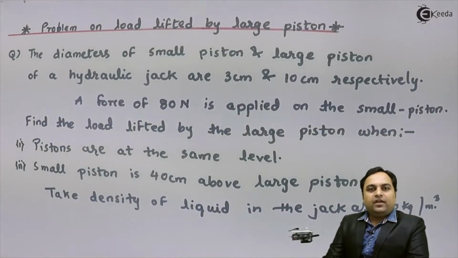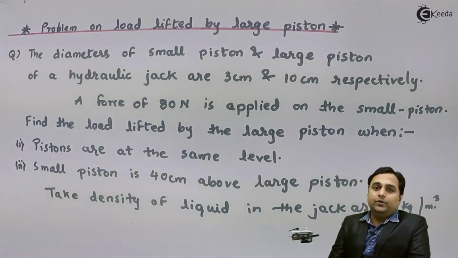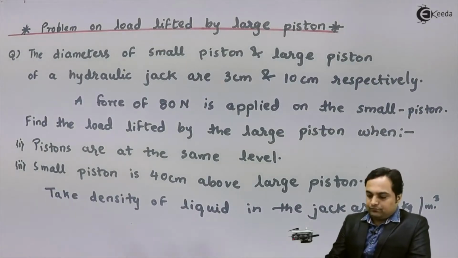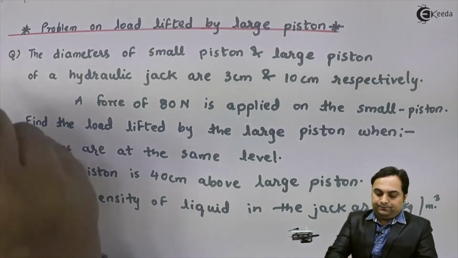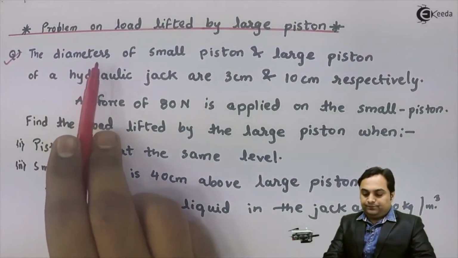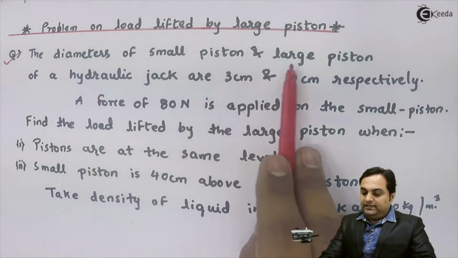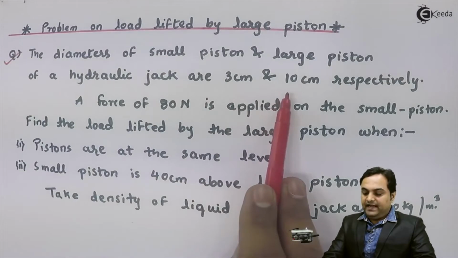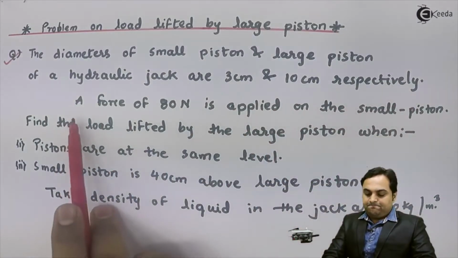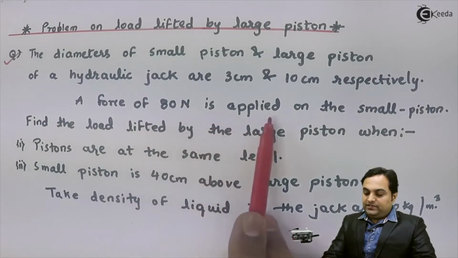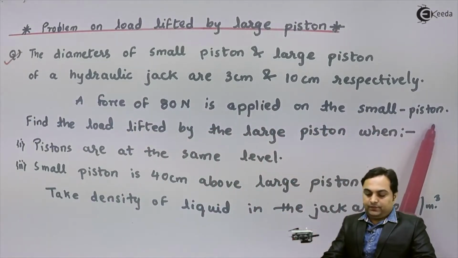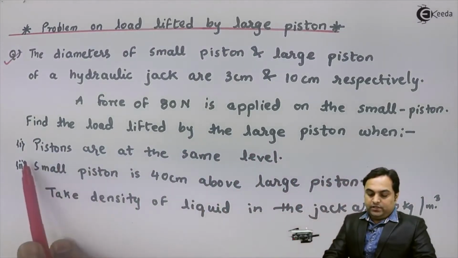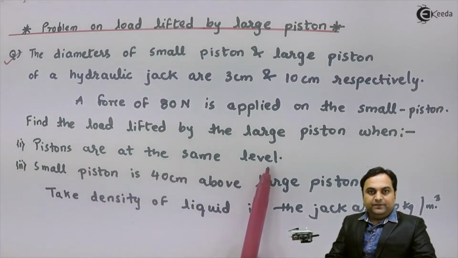Hello friends, here in this video we will see a problem on load lifted by a large piston. Let us see this question. The diameters of small piston and large piston of a hydraulic jack are 3 cm and 10 cm respectively. A force of 80 Newton is applied on the small piston. Find the load lifted by the large piston when, number 1, pistons are at the same level.